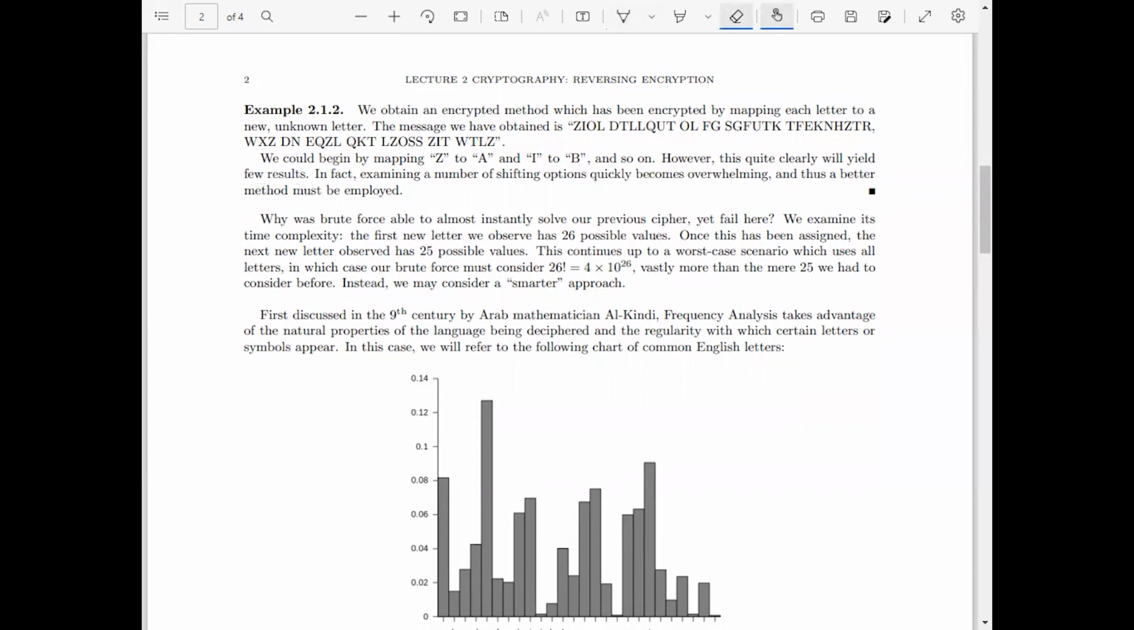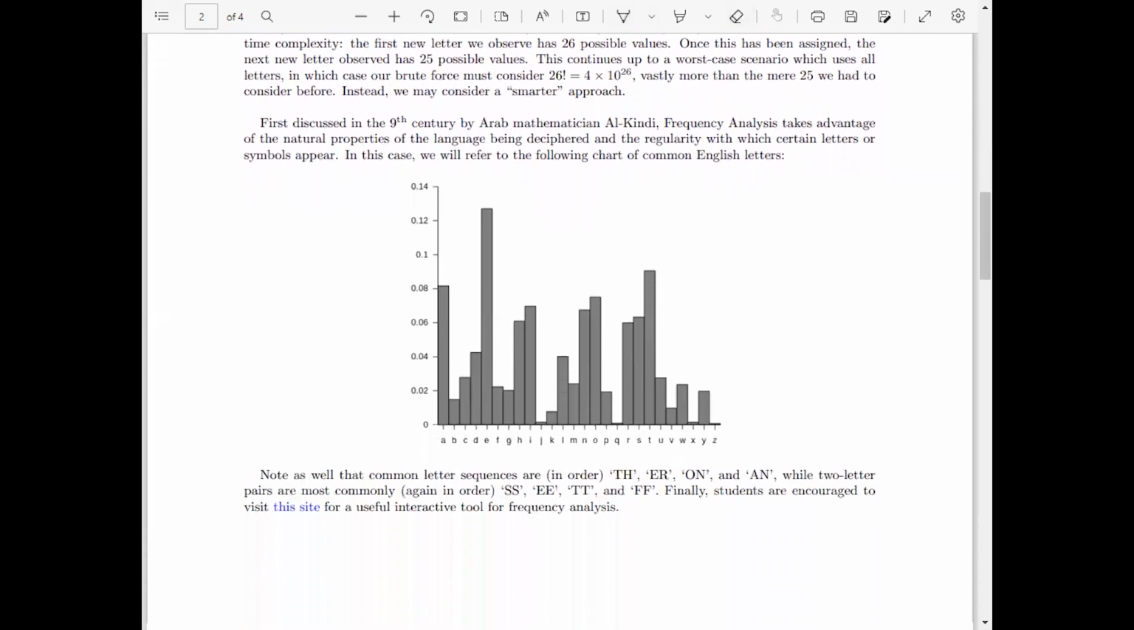And the reason for that is the time complexity of this. There's 26 possible substitutions for the first item. There's 25 possible solutions for the second, 24, and so on, which gives us a total of 26 factorial possible considerations, or 4 times 10 to the 26th. So as you can see, this cipher actually has more digits in the possible solutions than there were possible solutions to the previous one. So obviously, we're going to need to work a little bit smarter. Thankfully, we have such a method.